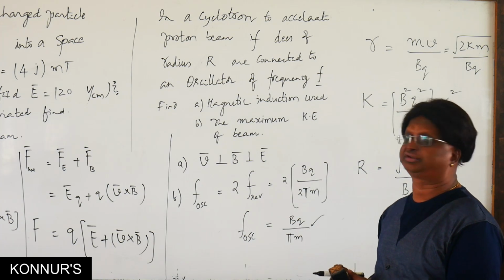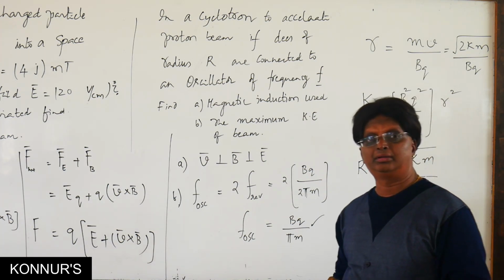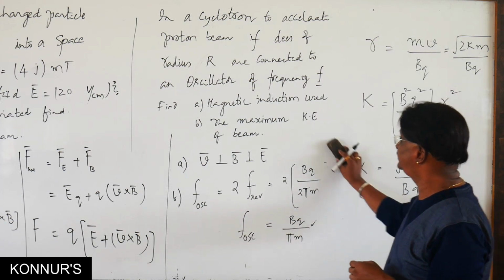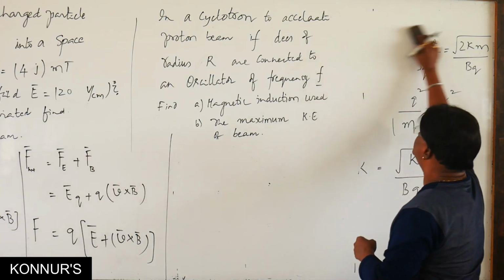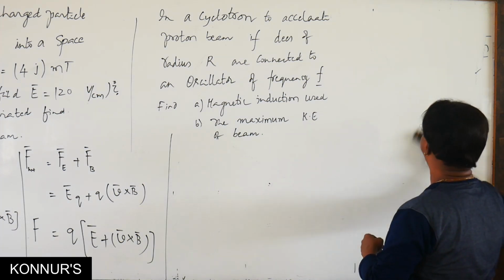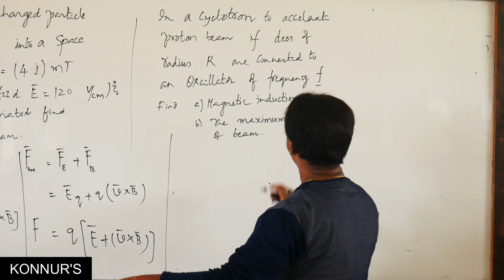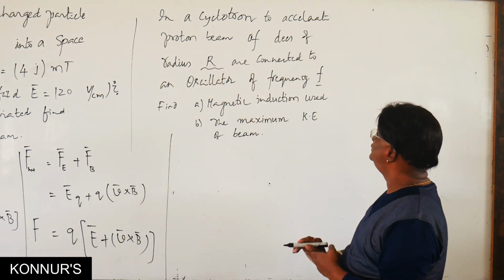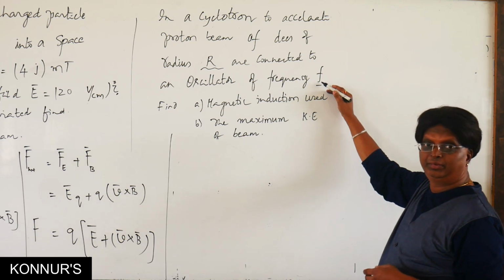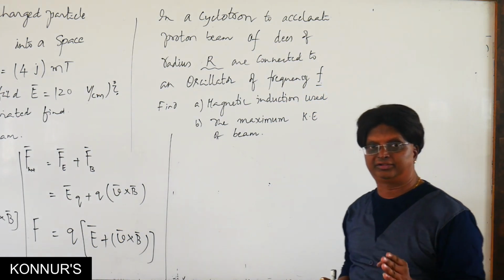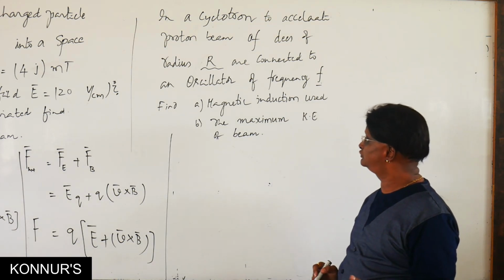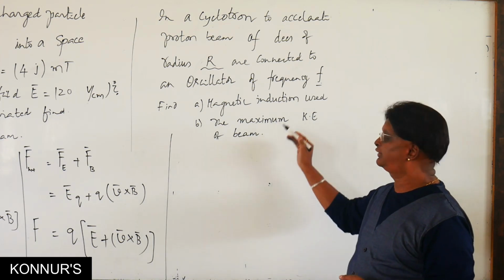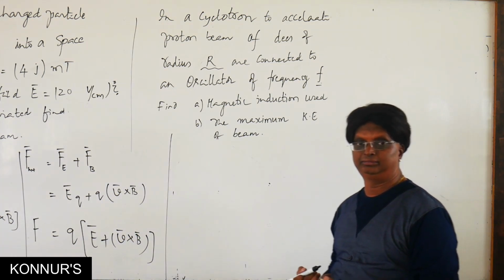Now, I have a small question based on this cyclotron. Remember, the cyclotron is a device used to accelerate only positively charged particles. Now, let us come to our example. The example says, a cyclotron is used to accelerate a proton beam, and the cyclotron is made up of D's of radius capital R and connected to an oscillator of frequency F. Now the data in the question is the radius of the D's and the frequency of the oscillator. The question is, find the magnetic induction used in the device and also find the maximum kinetic energy of the beam that we attain.